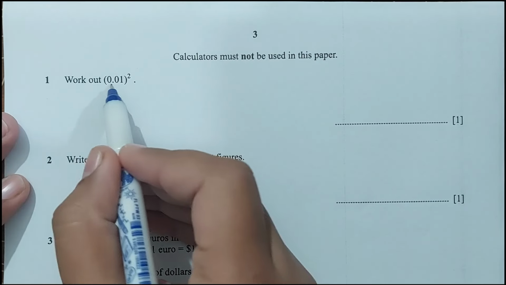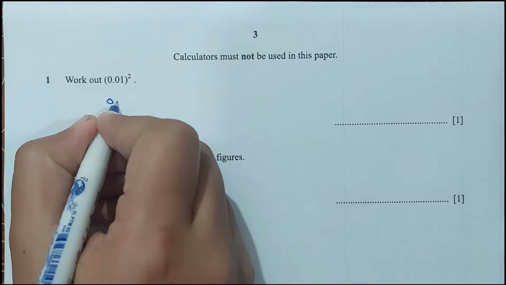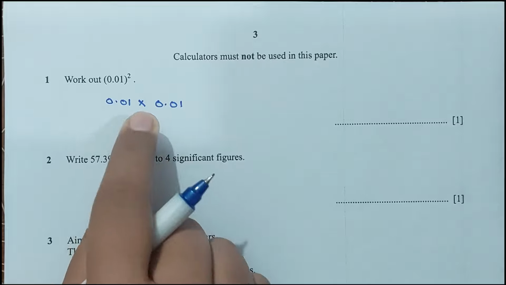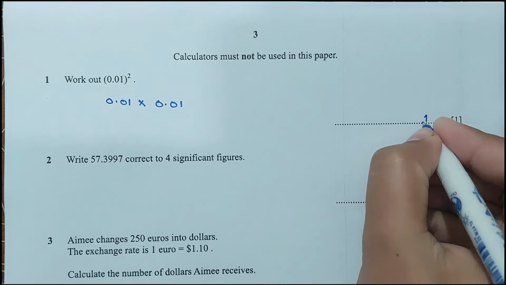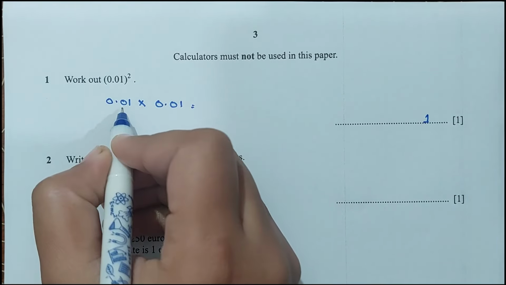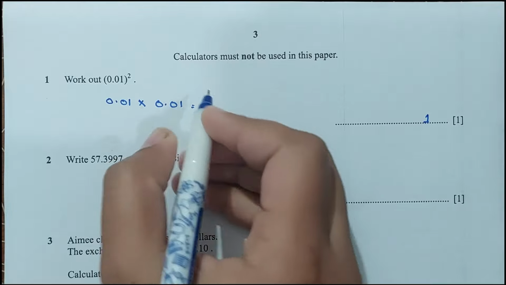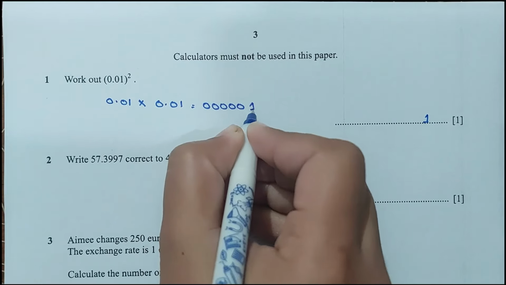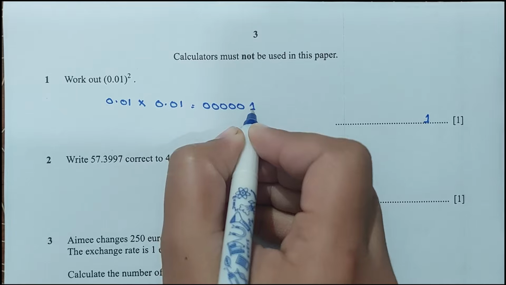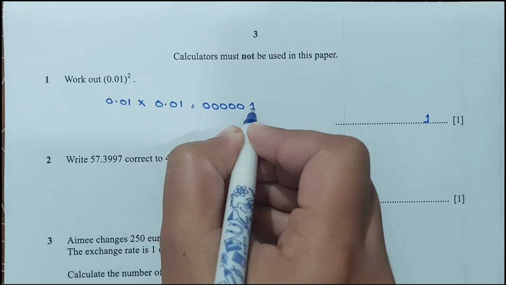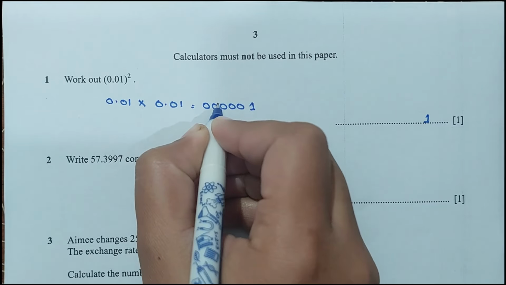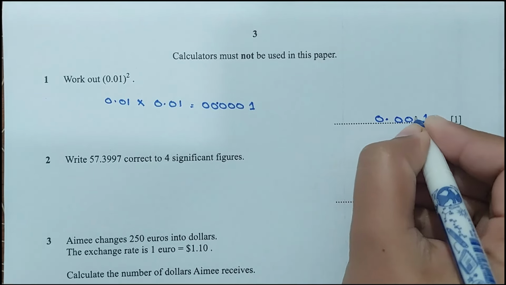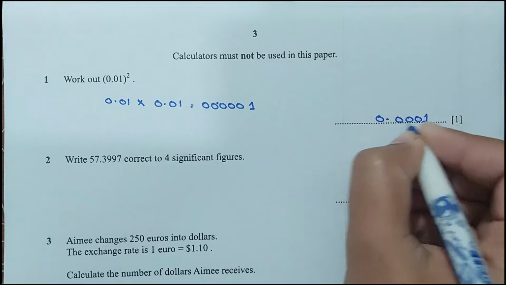Number one, work out this. So it means we have 0.01, and we have to times it by 0.01. So 1 times 1, we have 1, right? And how many decimal places? 1, 2, 3, 4. So we count 4 decimal places, and the answer should be in 4 decimal places. So 4 digits after the decimal point. So the answer is 0.0001. So there are 4 digits after the decimal.